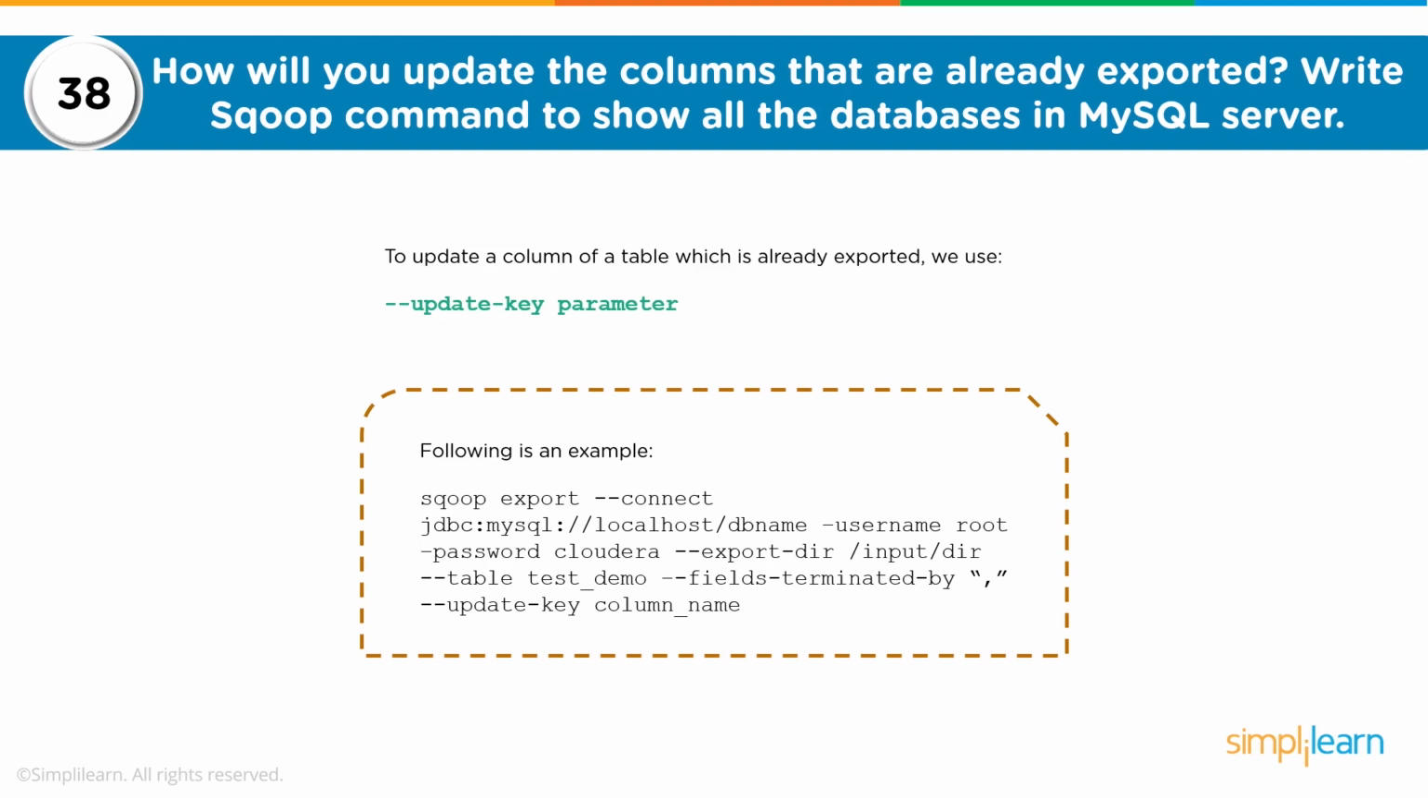So if I do an export and I put my data in RDBMS, can I really update the columns that are already exported? Yes, I can, using the update key parameter. So the Sqoop export command remains the same. The only thing I will have to specify now is the table name, your fields terminated by if you have a specific delimiter, and then you can say update key and then the column name. So this allows us to update the columns that are already exported in RDBMS.